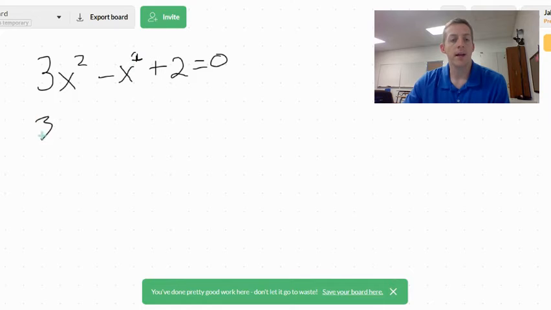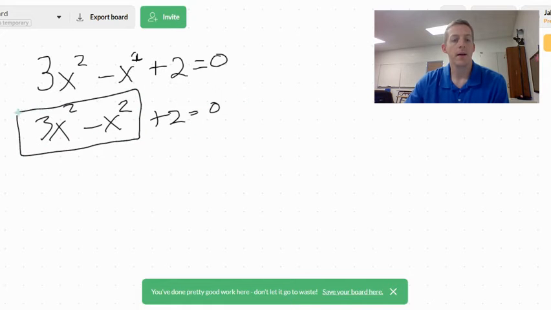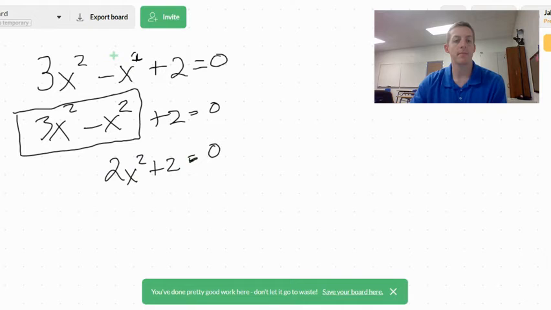Now, if we had 3x squared minus x squared plus 2 equals 0, these terms are the same. However, they have different coefficients. This one is 3, this one is a 1. So 3x squared minus x squared would give us 2x squared plus 2 equals 0. So anytime we say combine like terms, that means the terms are going to be exactly the same. We can't combine the x squared with the x to the first, but we can combine x squared with its same degree.